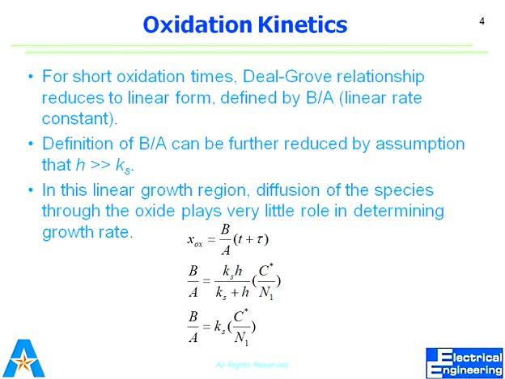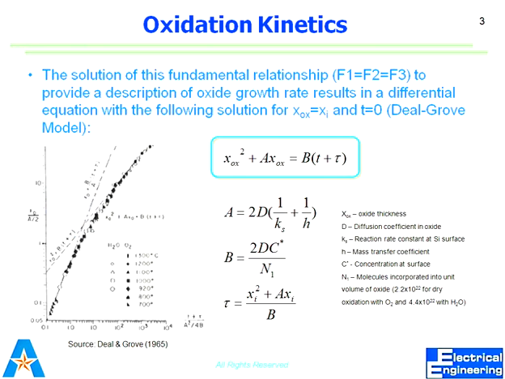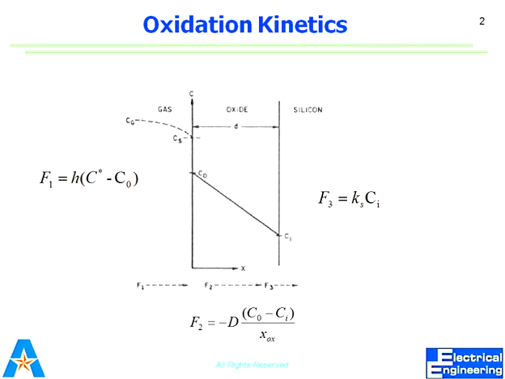And now the second line: the definition of B over A can be further reduced by the assumption that h is, if you remember that first slide, this h is the constant named as the mass transfer constant.